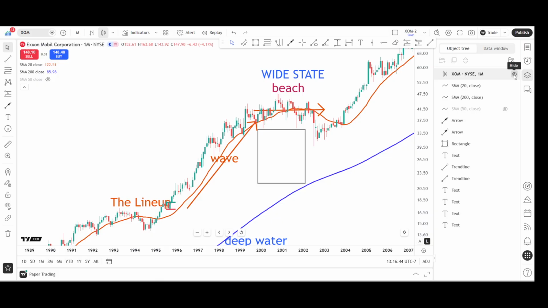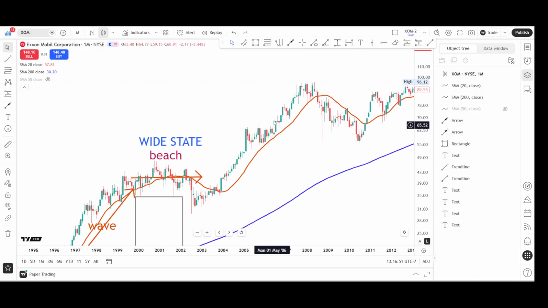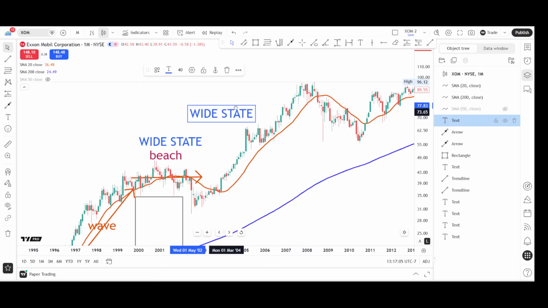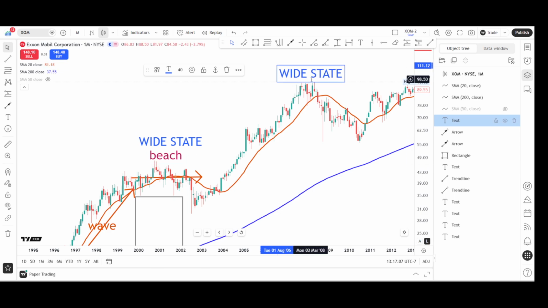Oftentimes the market didn't quite move out, and that's a signal that it's got more room to run. At some point, the market is going to have this air gap in here, and that's what we call wide to wider. I call that double wide. As the market moves off the 20 in a wide state, you have wide and wide. That's what I call double wide.